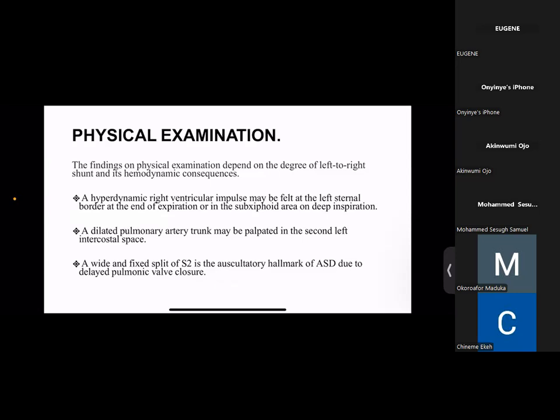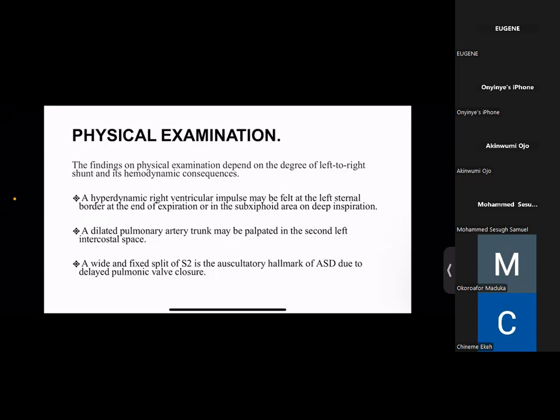For the physical examinations, a hyperdynamic right ventricular impulse may be felt. A dilated pulmonary artery trunk may be palpated in the second left intercostal space. And it's also noted that a wide and fixed split of S2 is an auscultatory hallmark of ASD. This is actually because of the increased flow from the left side to the right side.